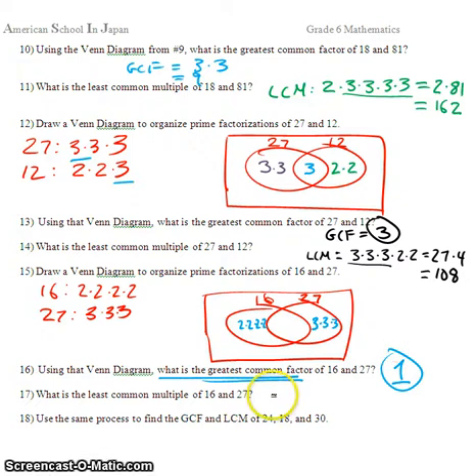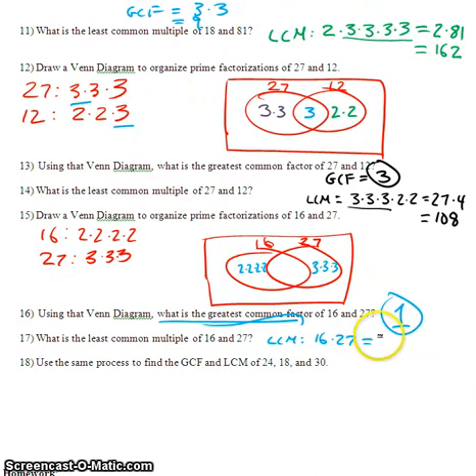Least common multiple, in this case, is going to be whatever 16 times 27 equals, because that's all of those times all of those. In this case, that turns out to be 432. You can multiply on the side to figure that out.